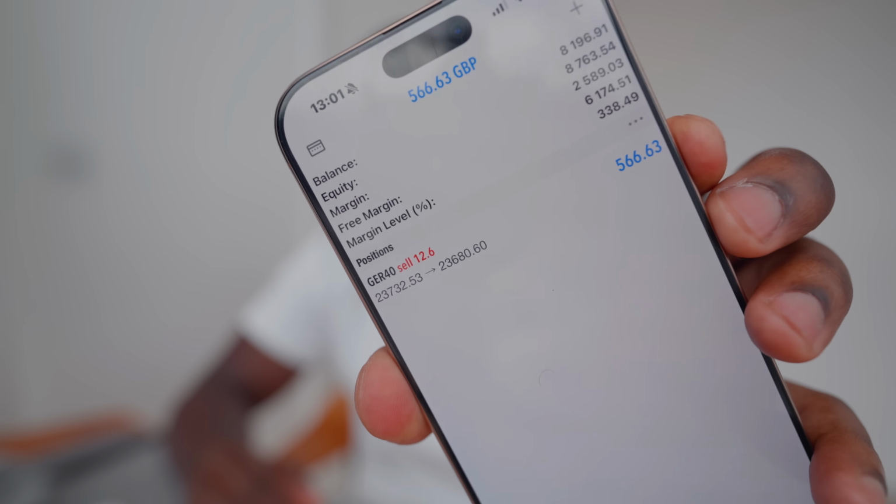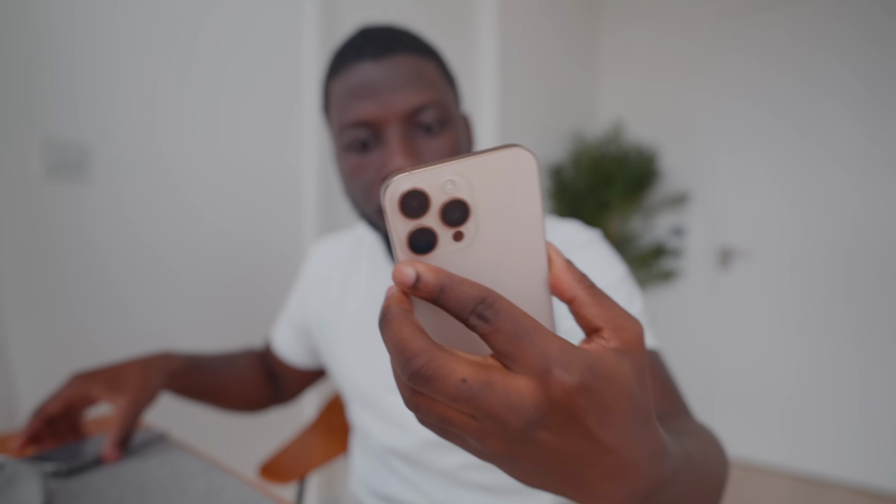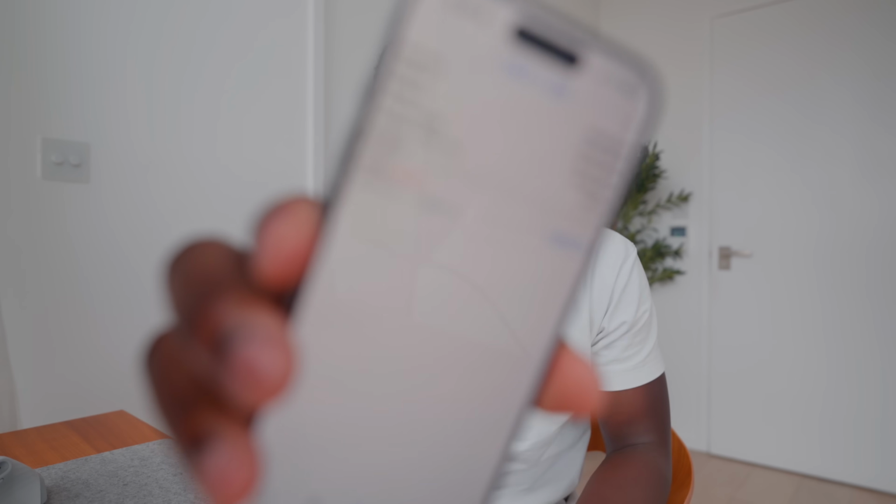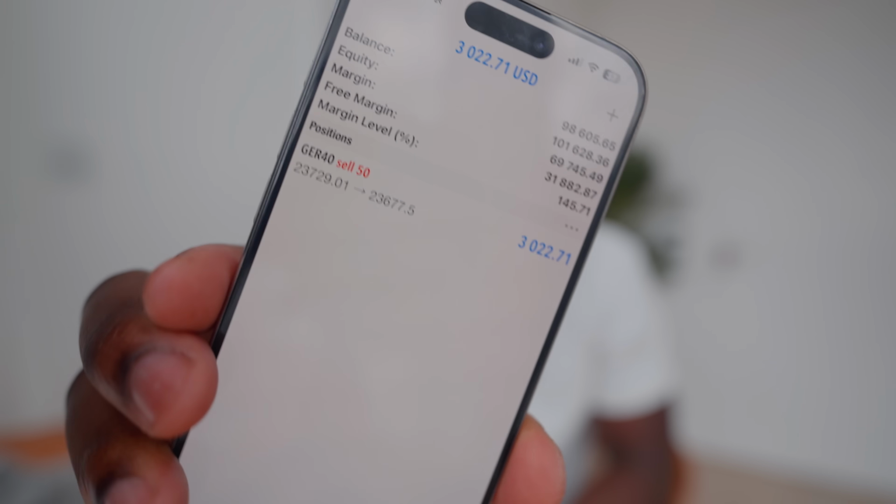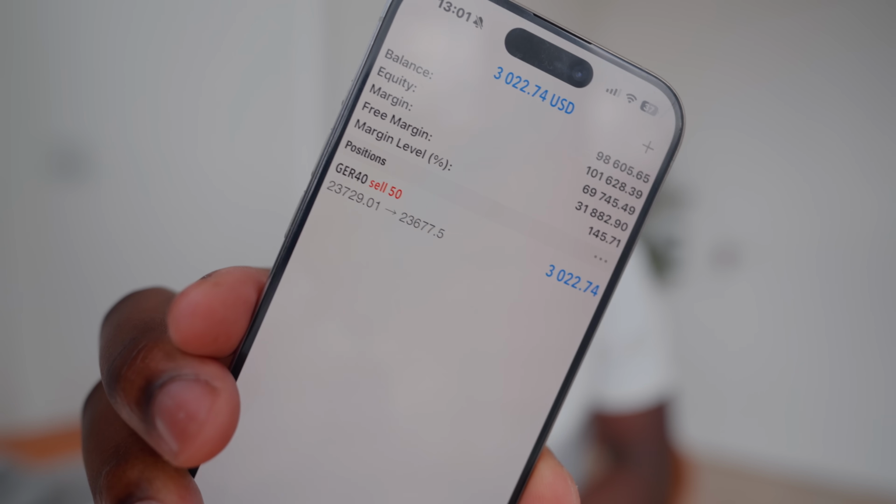This trade I'm currently in at the moment is still sort of consolidating, but we're still in profit. And this trade is being copied onto my Blue Guardian prop firm challenge at the moment. And the challenge is going pretty smooth, currently up 3K.